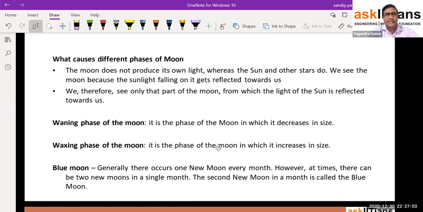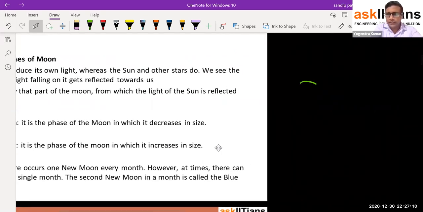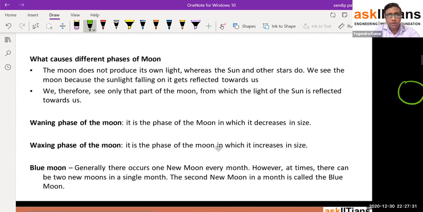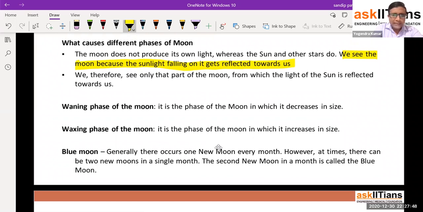Simple thing: consider this is the sun, this is the earth, and let's say this is the small moon. Obviously, comparatively, it is smaller than the earth, and the sun is the biggest one. So the sun's light goes up to the moon and gets reflected, right? That's why there is light from the moon, but the moon does not produce its own light. We can see the moon because the sunlight falling on it gets reflected towards us. So we can see only that part of the moon from which the light of the sun is reflected.